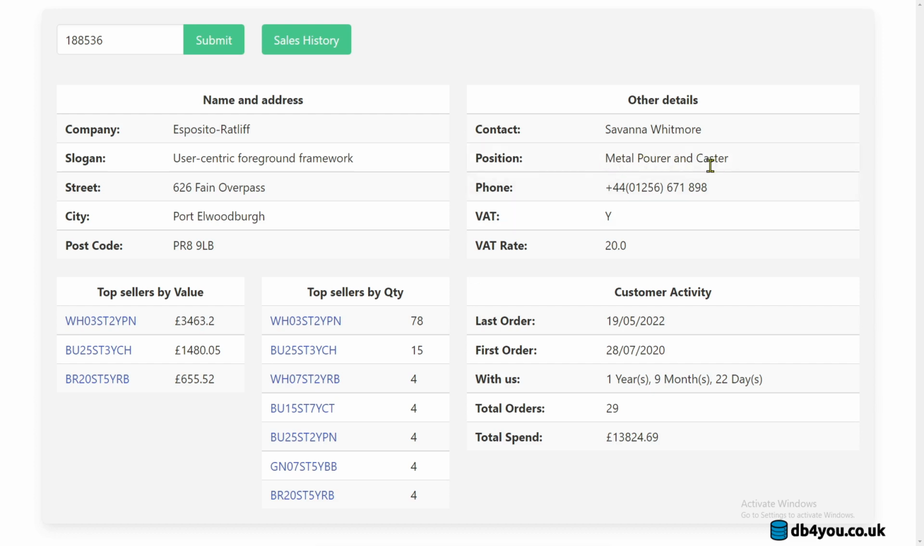Metal Purer and Caster. My god, obviously. User-centric foreground framework. Yep, made sense.